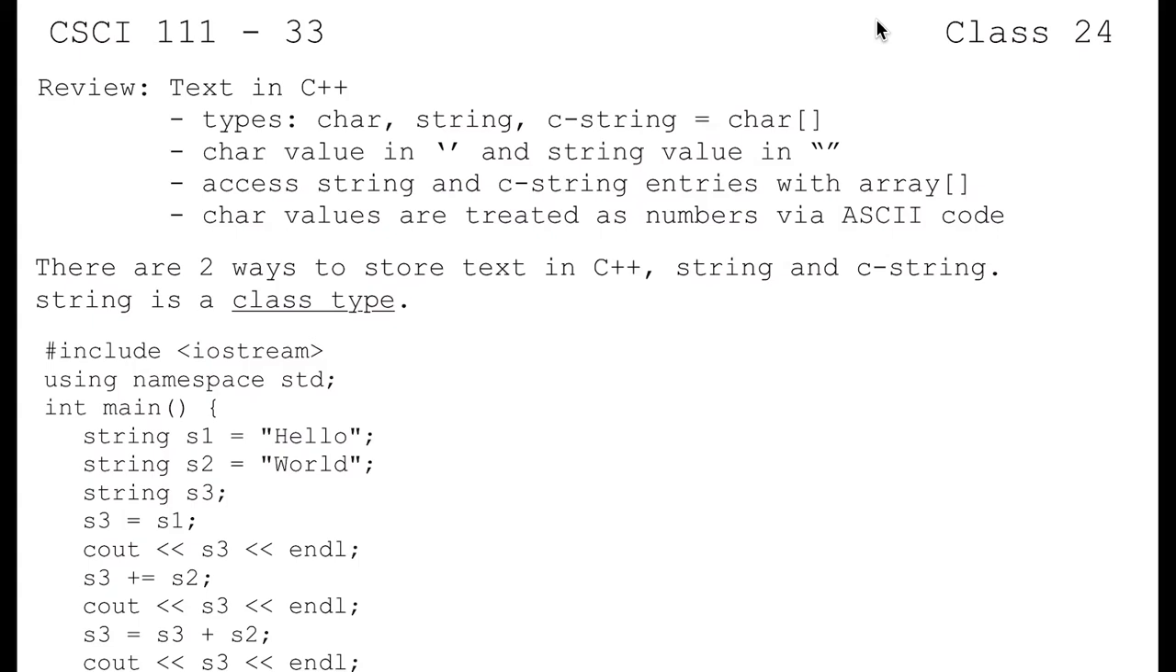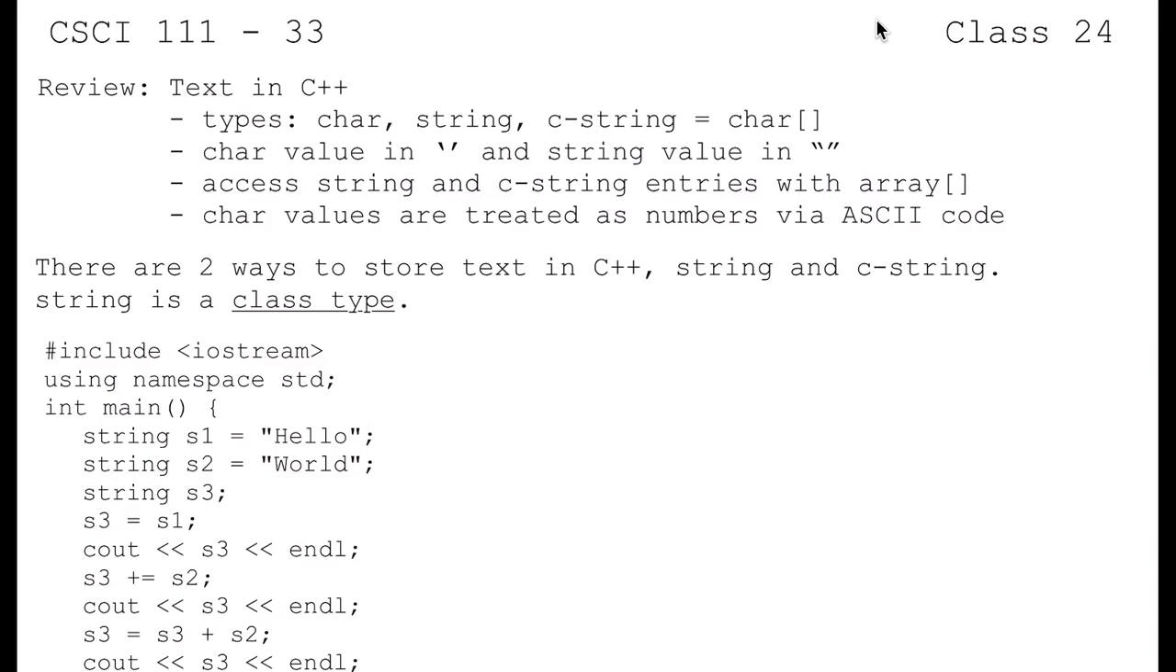Now, to access a specific character in your string or C string, you just access it with the array notation. And we also know that each char value, each character, is treated as a number through ASCII code in C++.